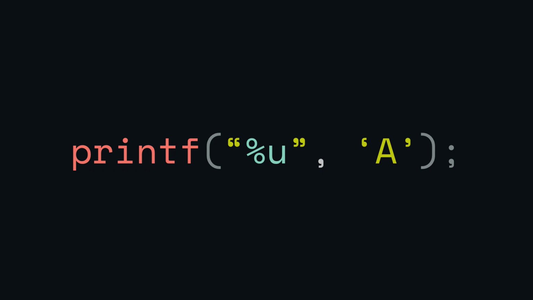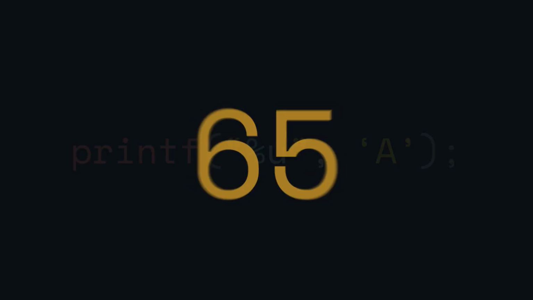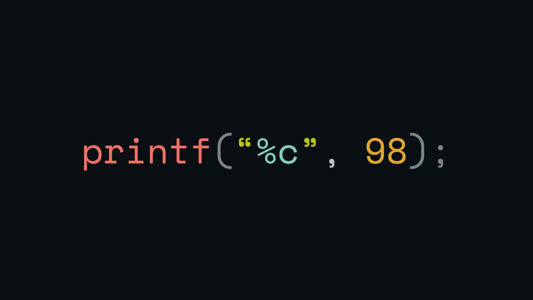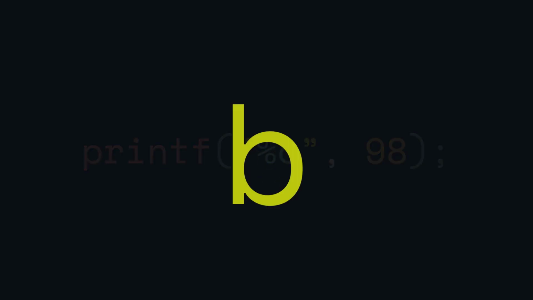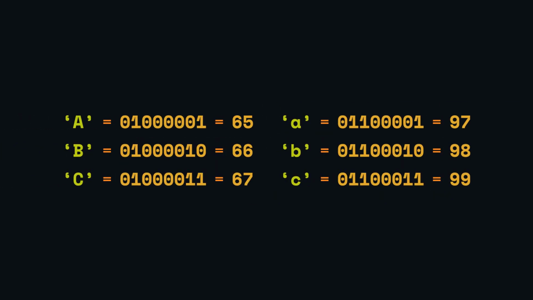On a side note, you can get these values by passing a character with a %u to a printf, just like this one, which outputs a 65. Or you could use a %c with a number to print a character associated with that number. This would give us a lowercase b. Mind that there are numbers that don't correspond to a valid character, which will mostly give you some junk.